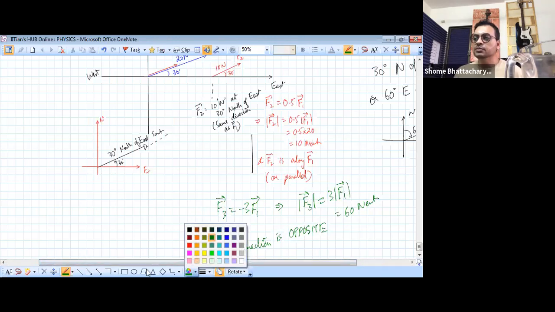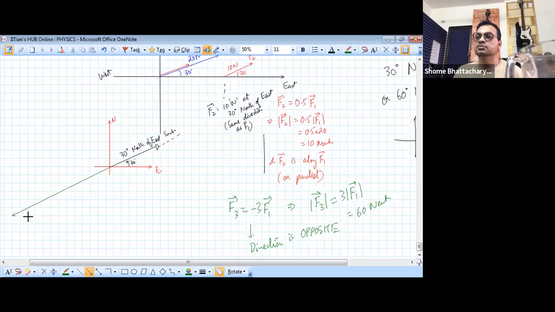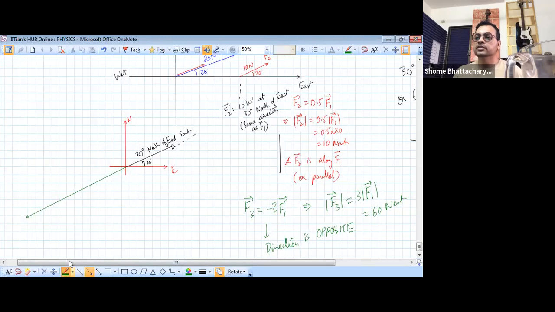F3 in the same diagram will become a force which is in opposite direction, and it should look like an arrow which is 3 times in length, so it must be much longer. So 60 newtons in comparison to F1, which was 20 newtons. Okay. So this angle will again be 30. So you can see that. Or this angle will be 60. So it's between south and west. Why in the opposite direction? Because negative sign. Now remember, when we multiply a vector with a negative quantity, its direction is opposite. When we multiply it with a positive quantity, its direction remains the same.